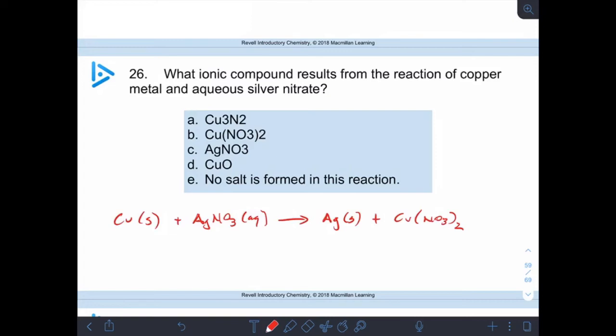All right. Now, if we're being careful, let's go ahead and finish what we're doing. Anything with nitrates, those are all aqueous. Okay, and then let's finish and balance. So I need 2 nitrates on the right. That means 2 nitrates on the left, 2 silvers, and I need 2 silvers. Okay, but the question just wants to know what's the ionic compound, and that happens to be copper nitrate. Okay, that's this guy.